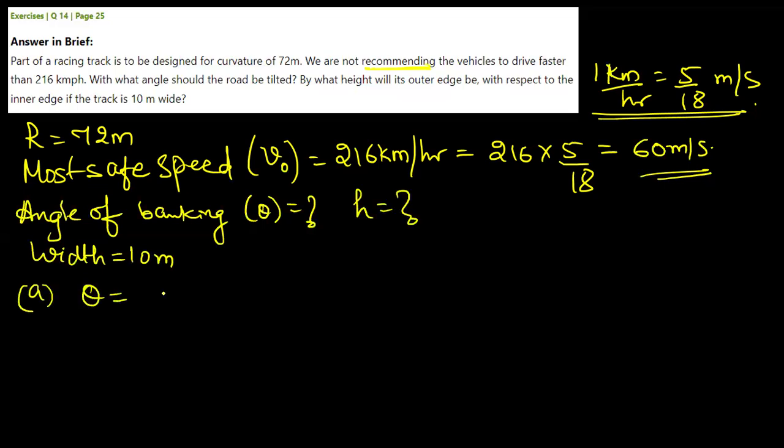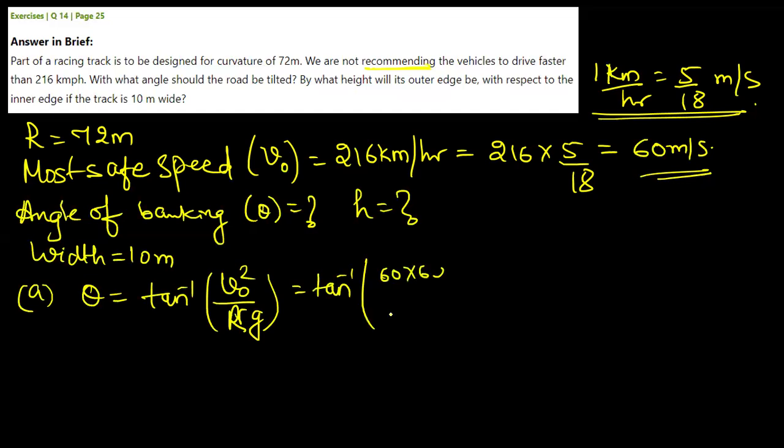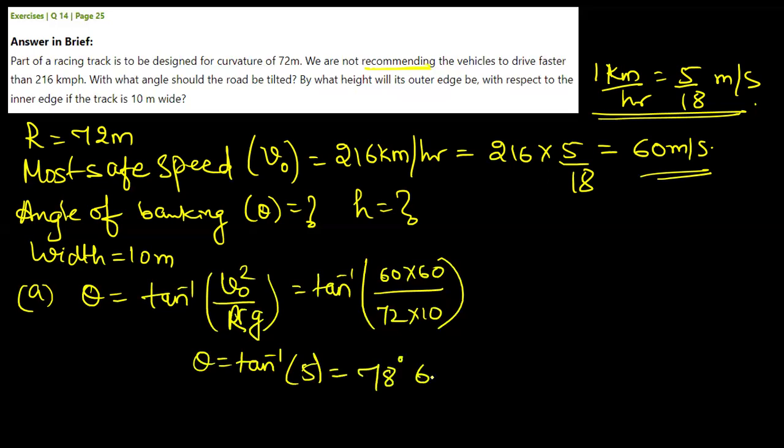The formula for the angle of banking is theta equal to tan inverse of v naught squared upon Rg. Capital R or small r, whatever. So theta will be equal to tan inverse of 60 squared, 60 by 60 into 72 into 10. Approximately take the value of g as 10. No problem. So theta will be equal to tan inverse of some number. When you solve 60 by 60 divided by 72 into 10, you get the answer as 5. Theta equals tan inverse 5. Tan inverse 5 is 78 degrees 68 minutes.